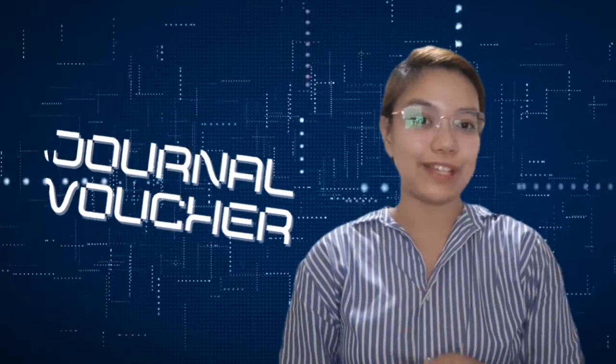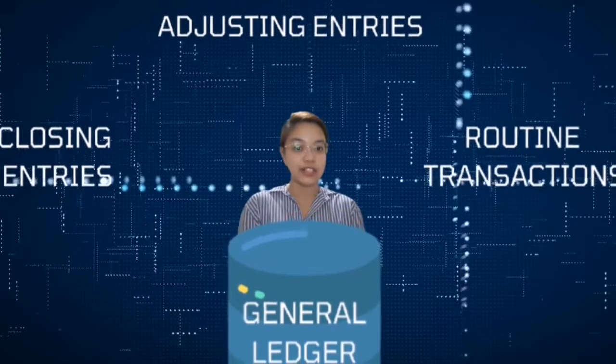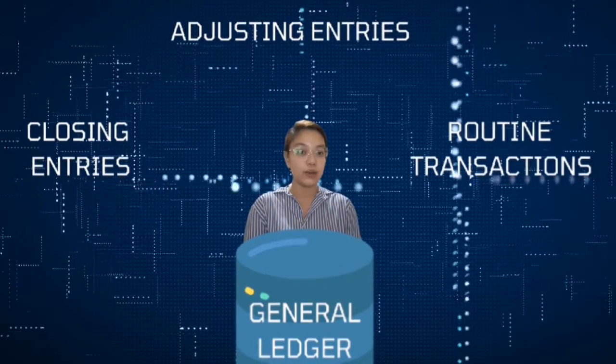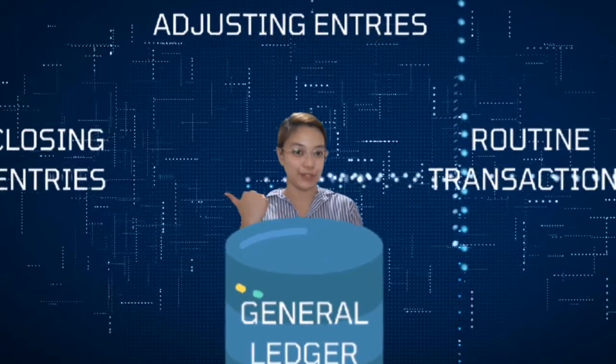The first key element of the General Ledger System is a journal voucher. So, what is this? A journal voucher gives us the ability to create journal entries without actually posting them, just by saving them as drafts. This can be used for transactions that require internal approvals or if we simply want to save the draft while working on the transactions. Routine transactions, adjusting entries, and closing entries are all entered in the General Ledger via journal vouchers.